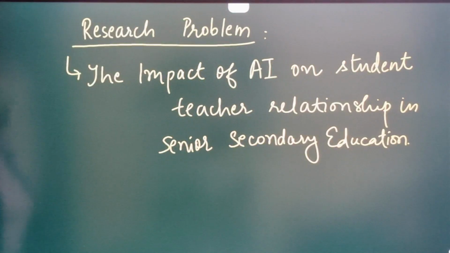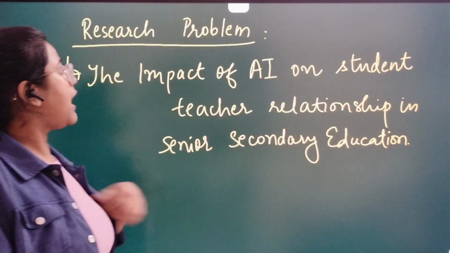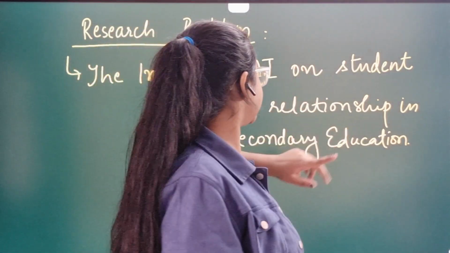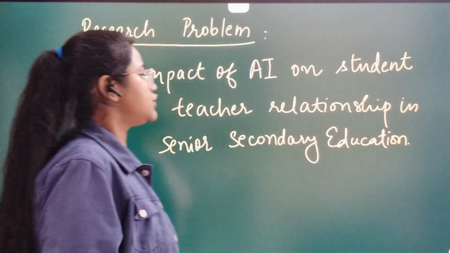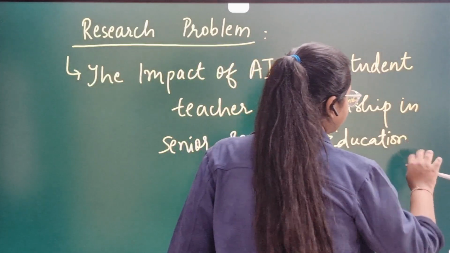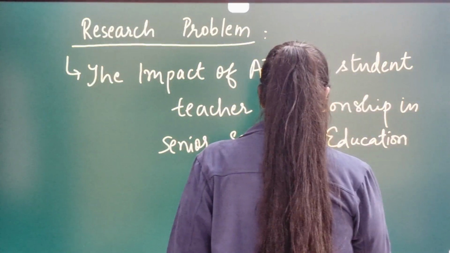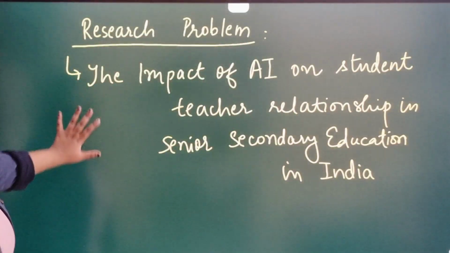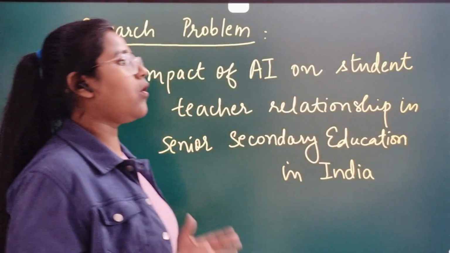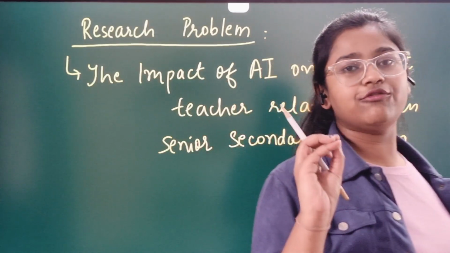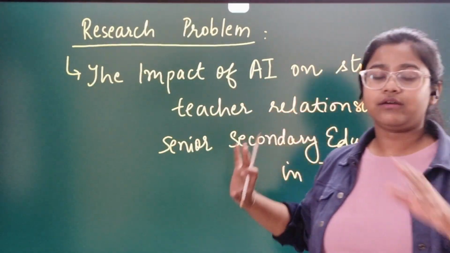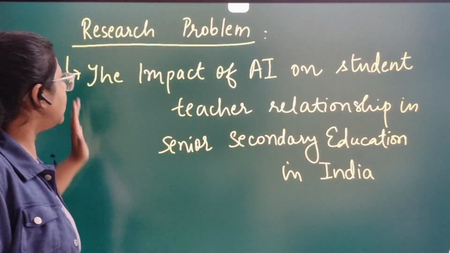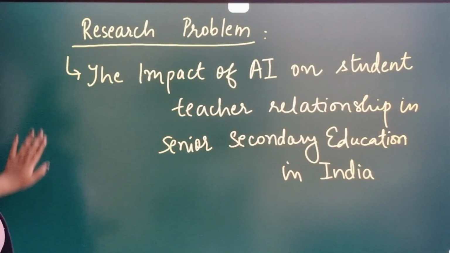that my research aims to study the impact of artificial intelligence on student-teacher relationship in senior secondary education in India. This is the research problem. Firstly, I want you all to take 30 seconds and identify all the variables. We did a class on types of variables, right? Identify all the variables present in this statement.